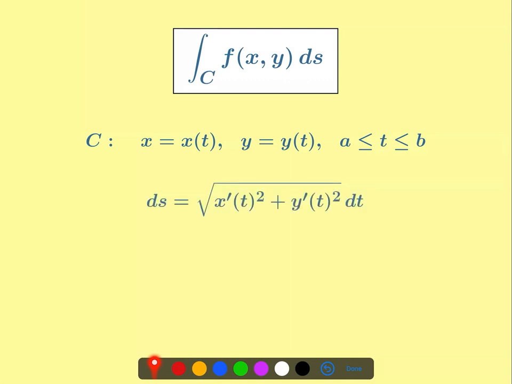And we want ds to be what it was before for part of the arc length here. It's the square root of x prime squared plus y prime squared. And if there's a z, you would add in a plus z prime squared. So this is what represents a part of the arc length that we used before for finding arc length.